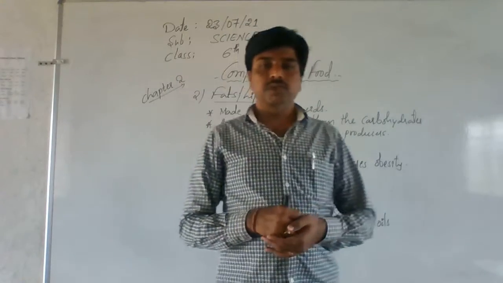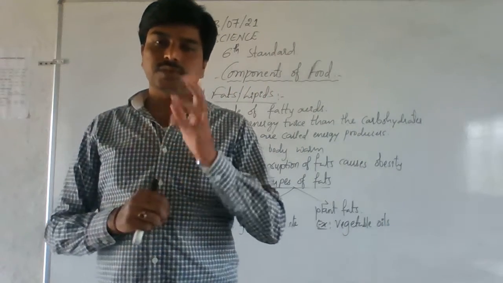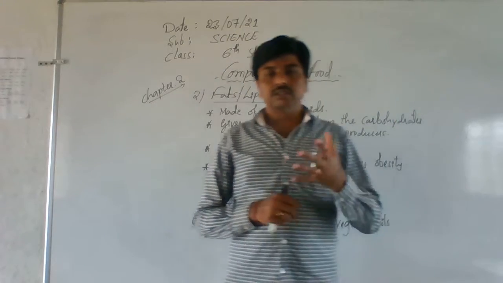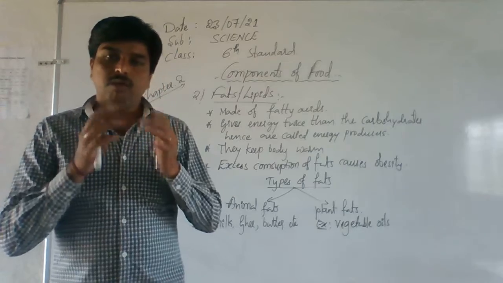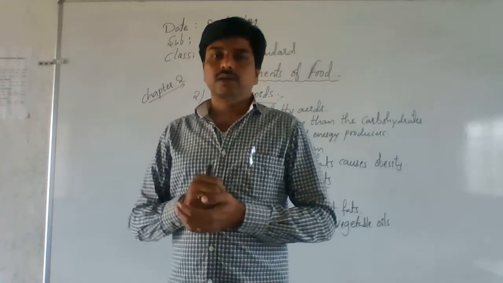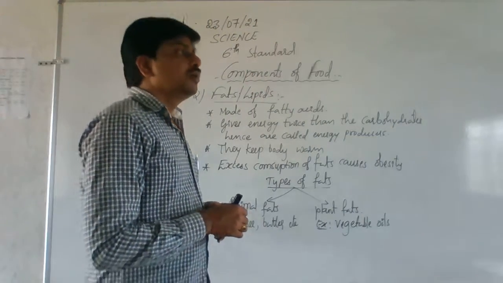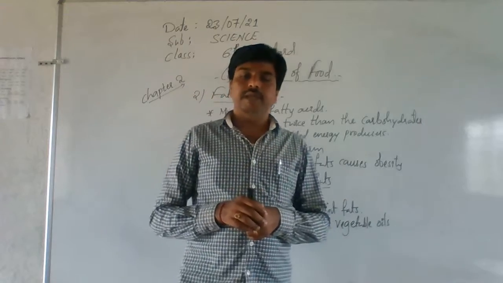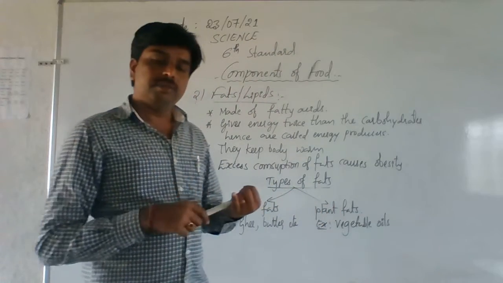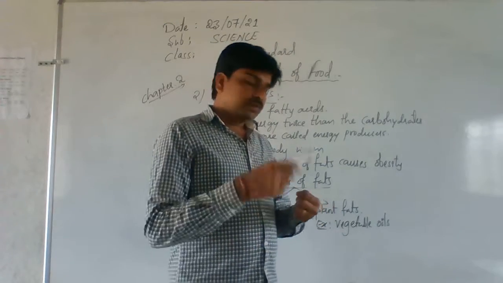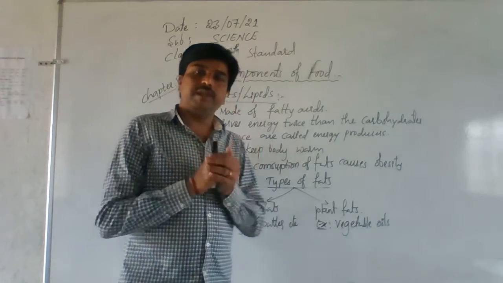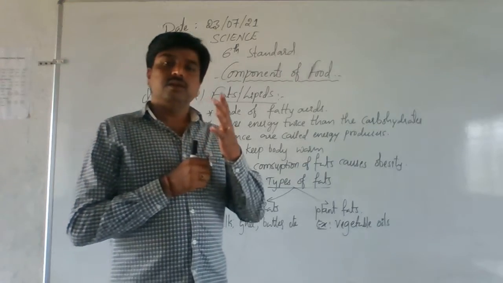Okay, dear students, welcome to this class. In the last class we started your second chapter, that is components of food. The main components of food are commonly called nutrients. These nutrients are mainly of these types: carbohydrates, fats or lipids, proteins, vitamins and minerals. In the last class I clearly explained the first main component of food, that is carbohydrate.